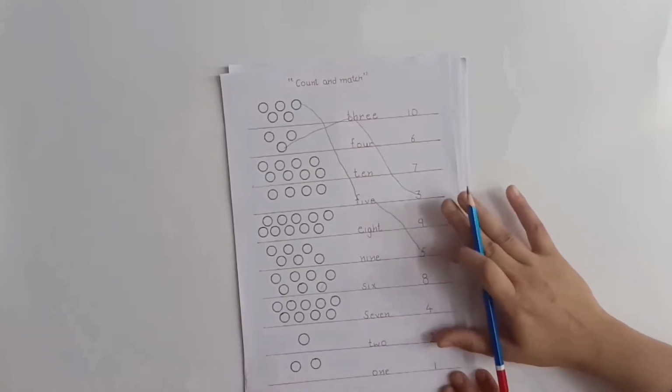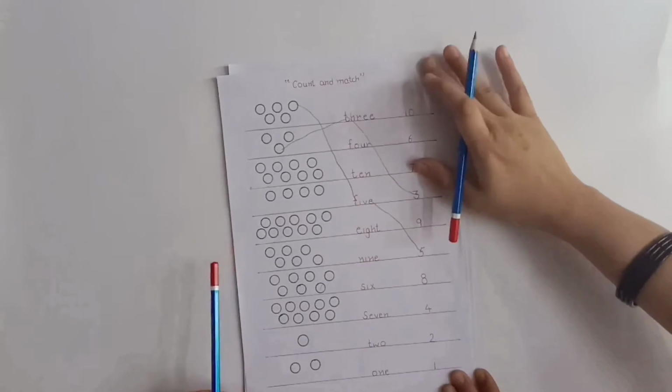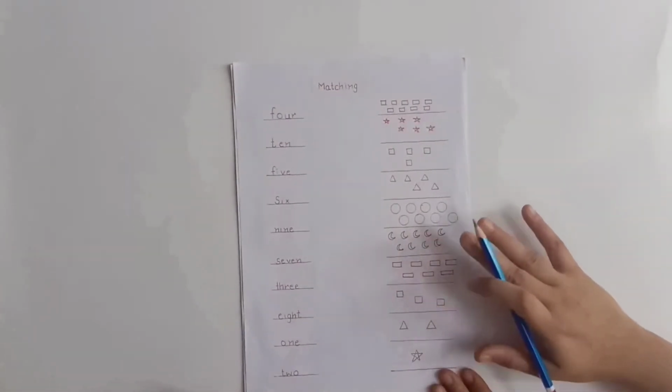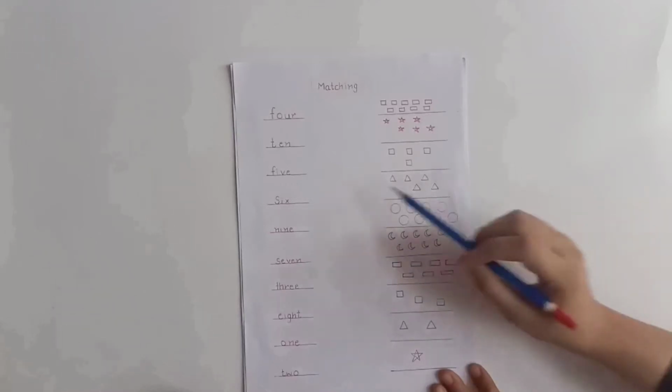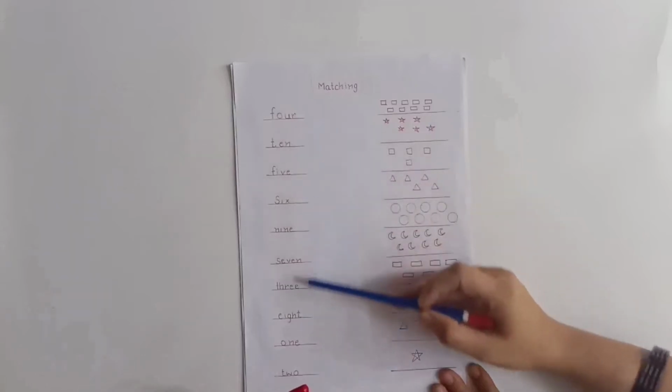Now let's move to our next worksheet. In the same way you can do all other number names as well. So this is our next worksheet. This is also like a matching activity here. I have drawn some images here, and here I have written the number names, right?